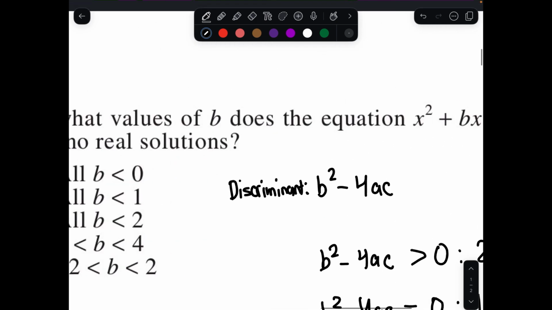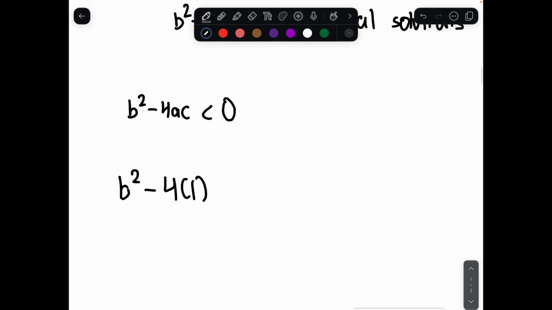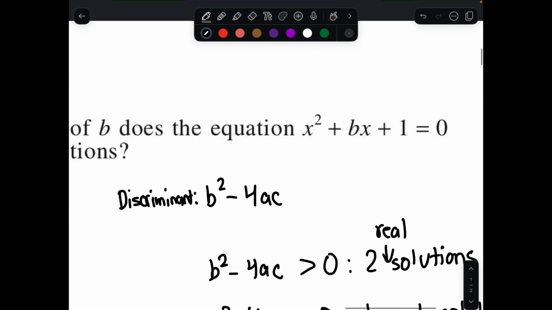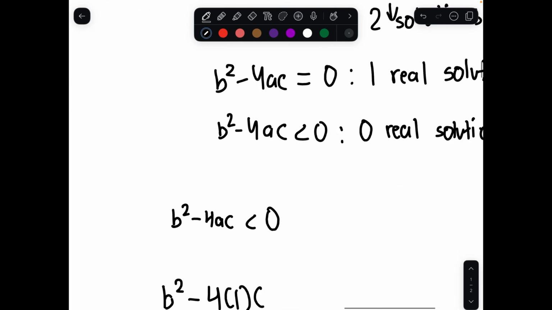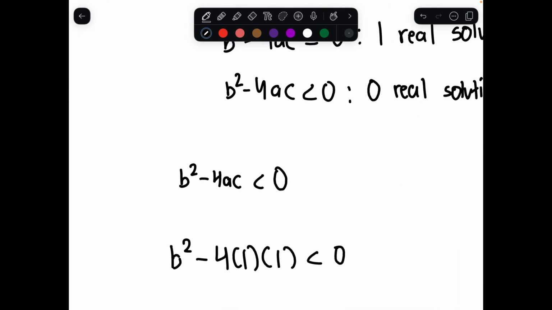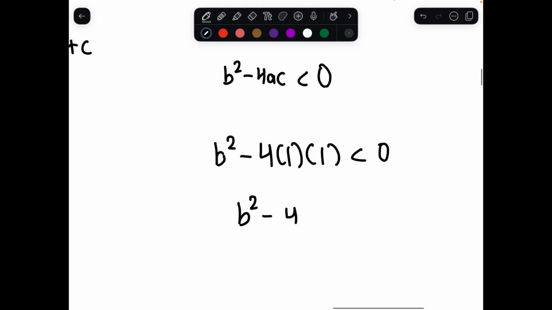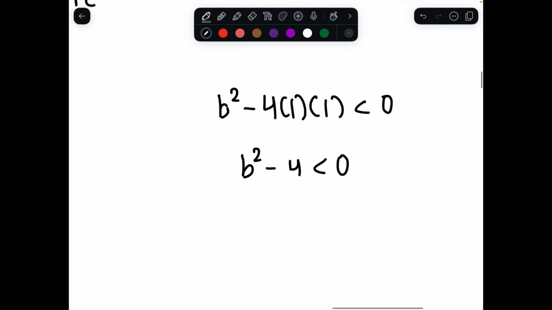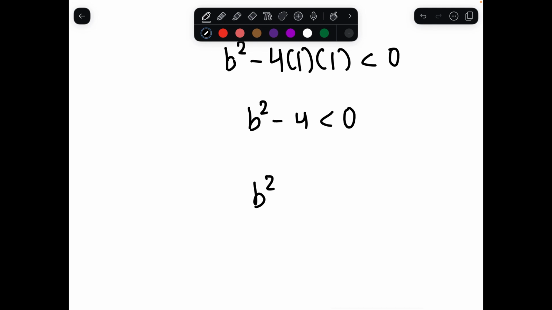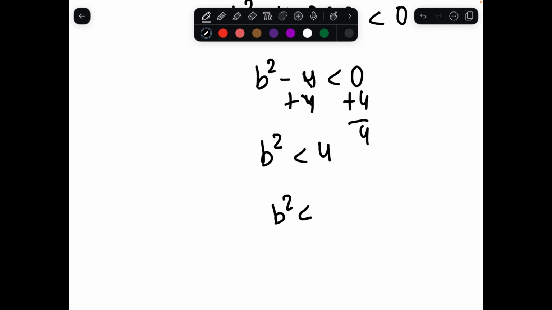A, in this case, is 1, the number in front of x squared. And c, our constant, is just 1. And we want this to be less than 0. So b squared minus 4 times 1 times 1 is just b squared minus 4. You want that to be less than 0. And if you add 4 to both sides, b squared is less than 4.